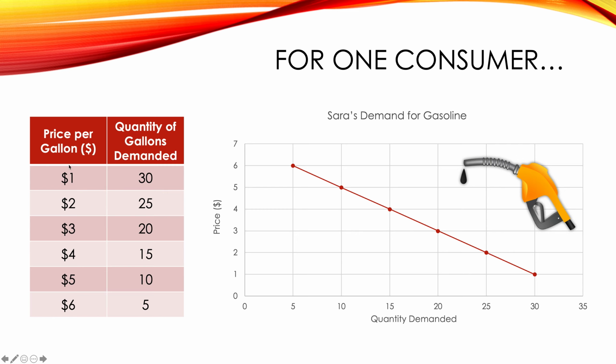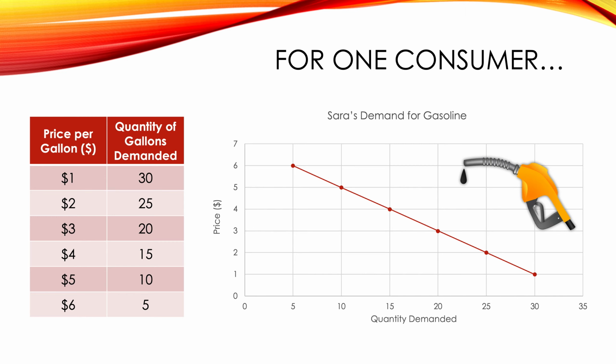We can see it here, and we can see it here. So as the price of gasoline gets higher and higher, going all the way up to 6, Sarah's quantity demanded gets smaller and smaller, going from 30 all the way down to 5. And from that information, we can set up this thing, which we call a demand curve, which is full of quantities demanded. But now what we're going to do is look at not just one consumer, we're going to look at an entire market of consumers.